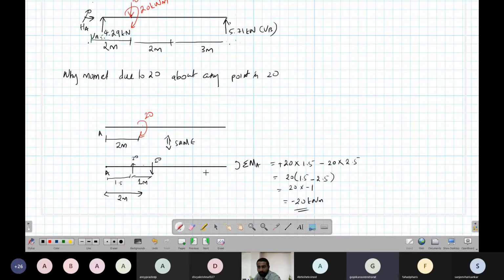Okay, so this is minus 20 kilonewton meter. So that's why about this point also the moment of this, so these two are the same. So if you find the movement of this system, it is the same as finding the movement of this. Okay, so moment about A due to this 20 is minus 20, because it is anti-clockwise direction. So if you take any point here, whichever point you take the moment about, the influence of the moment will be the same. Right? I hope that is clear.